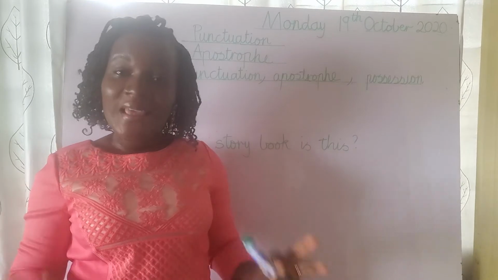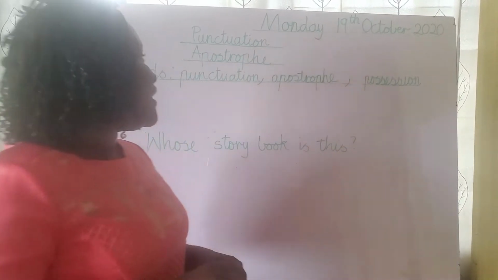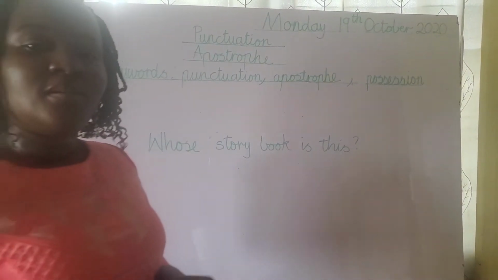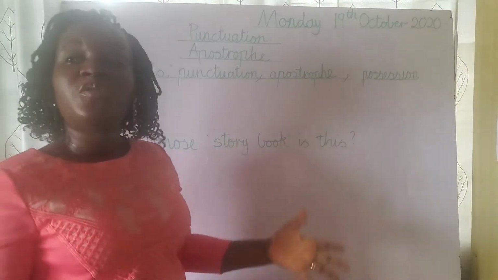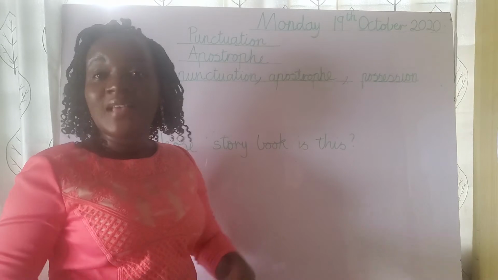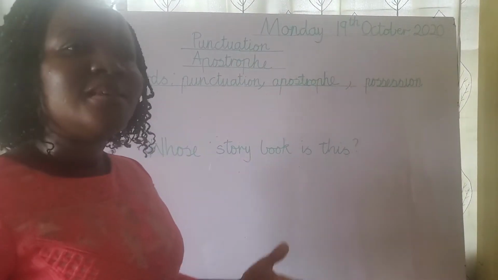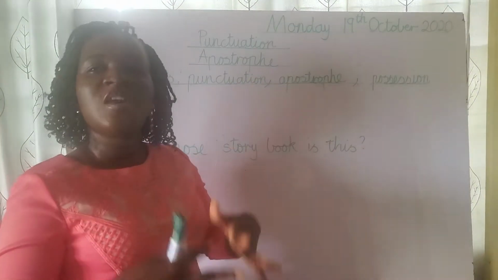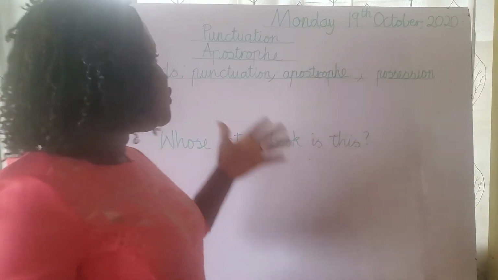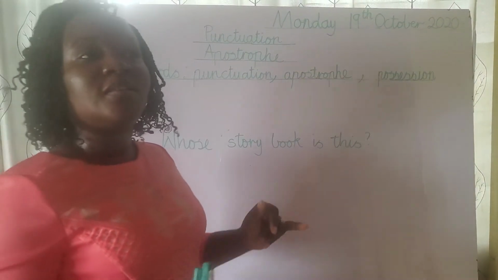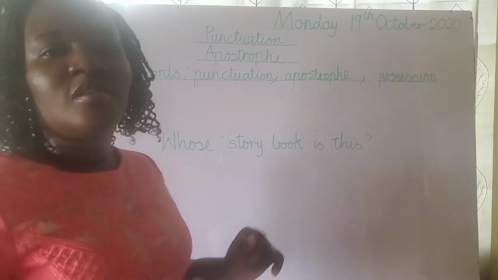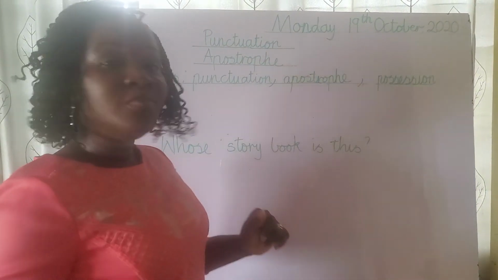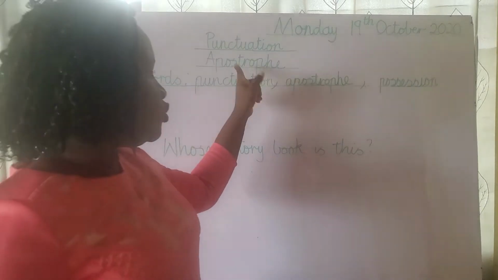We have English, okay? Last week we started learning about punctuations. We made mention of the fact that punctuations are symbols that make sentences or written work more meaningful. Last week we looked at the comma, the full stop, and the question mark. Today we are going to look at the apostrophe.